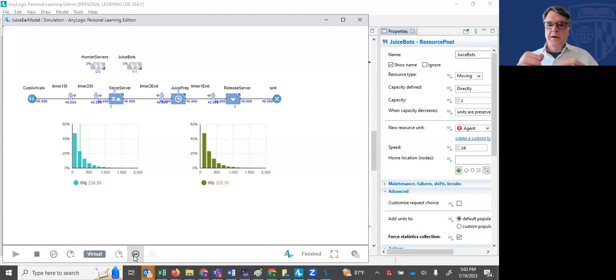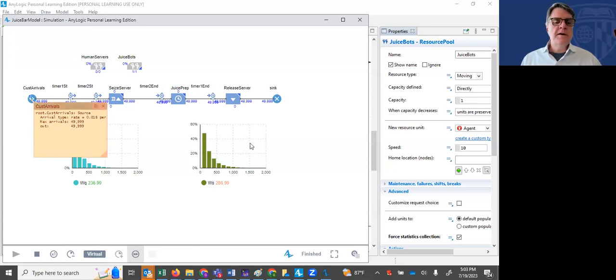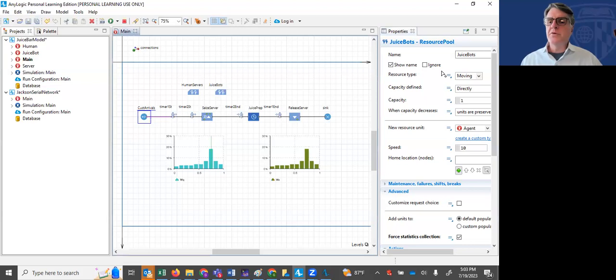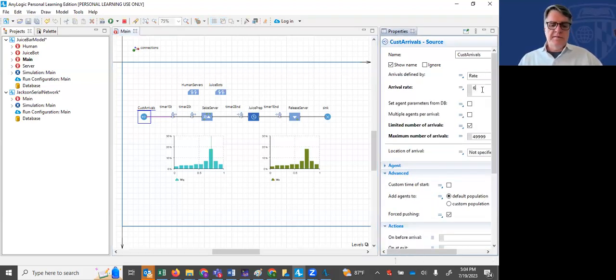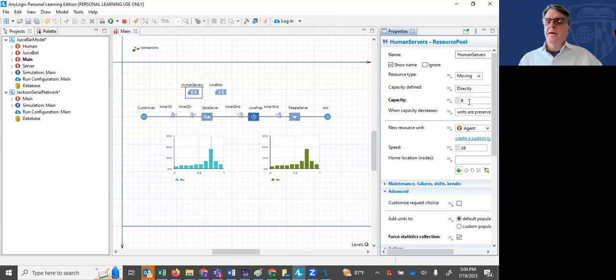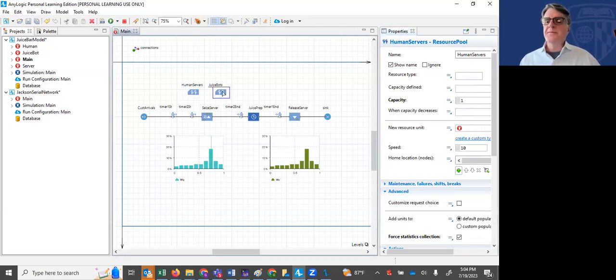Okay, so I want to analyze the situation now where we have a single line served by a human and a JuiceBot. So I'll go back to my customer arrivals. Let's try in the actual model. I'm putting a single line together. Arrival intensity on that is 130 per hour. We have 1 server that is human, 1 JuiceBot server.